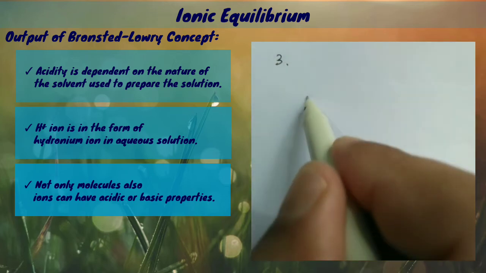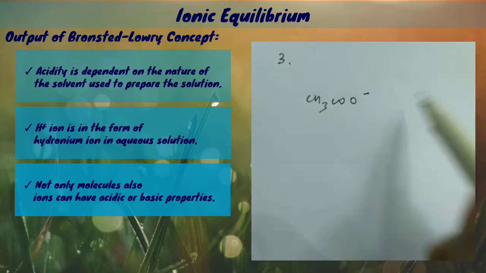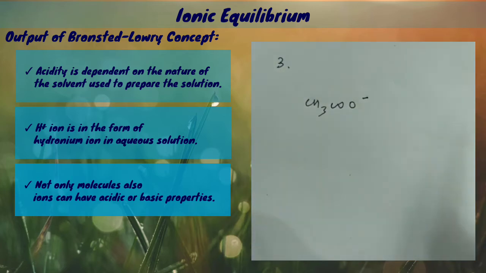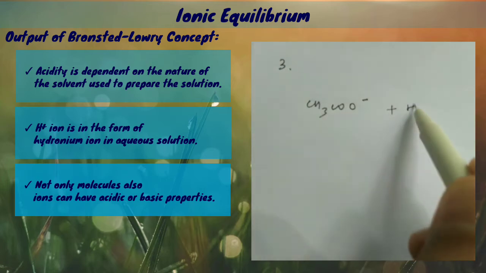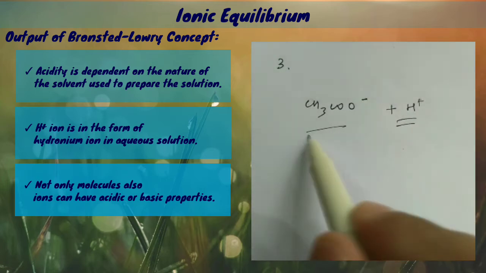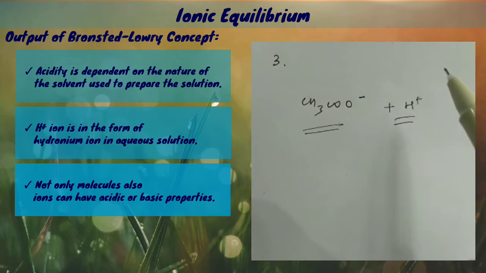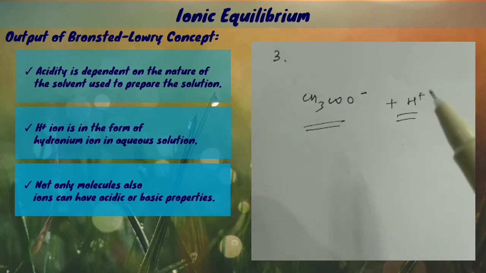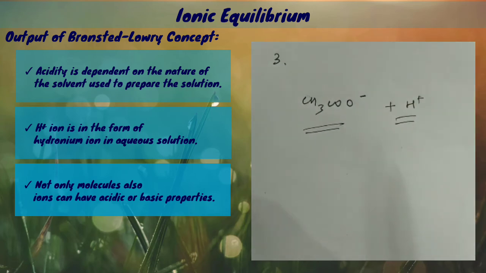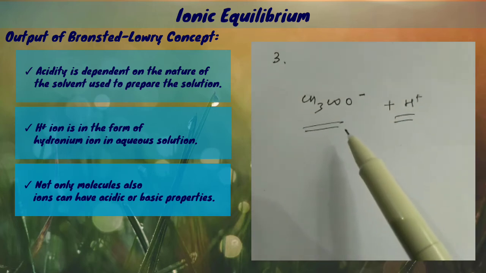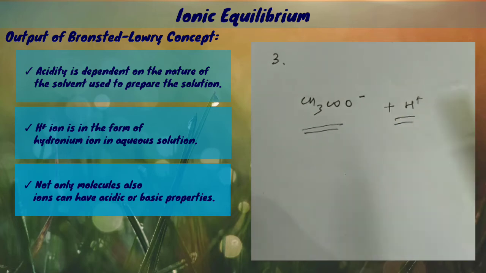Let's suppose this one is CH3COO negative. This is going to act as a what? Basic. Why? Because it has the capacity to accept a proton, so it will act as a base. Okay, understand? So not only do molecules have the tendency to gain, accept or donate a proton, but ions also have the capacity to show acidic or basic nature. Okay, this is the third point.